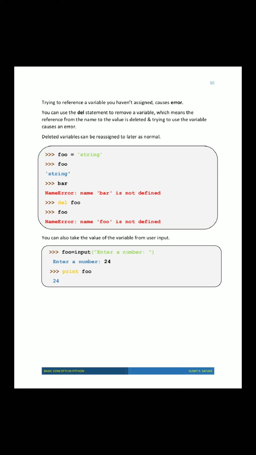Okay, and if I try to delete the foo variable, that means if I use the del command, del for deletion, so this will be deleted. And next if I try to access this variable again, this will show the NameError. Why? Because this variable has already been removed.